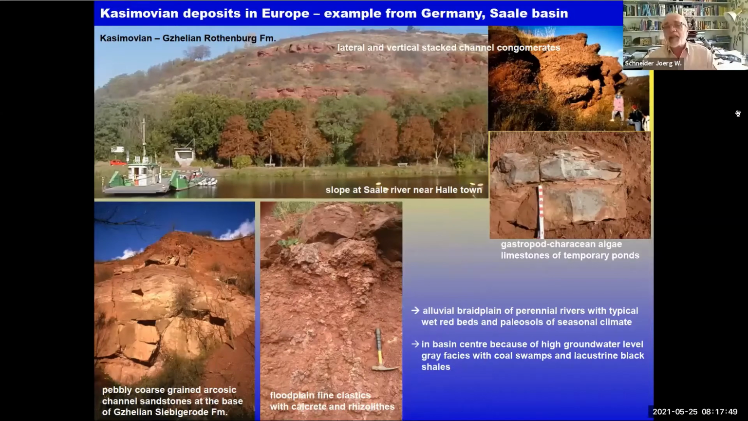Kasimovian shale transitional sediments are well exposed at the Saale River, the name-giving river for the basin, near Hellertown: alluvial plain of perennial rivers with typical wet beds, and paleosols, calcisols, rhizolites of a seasonal climate. Again, in the basin center, lacustrine black shales and coals in the depositional centers.